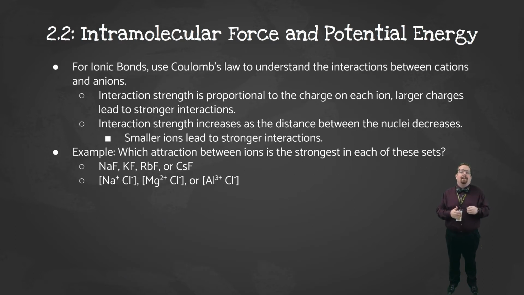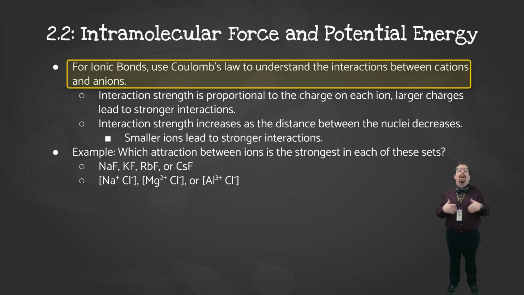Since ionic bonds are just attractions between charged atoms, otherwise known as ions, we need to think about Coulomb's law to really understand the interactions between a cation and an anion.